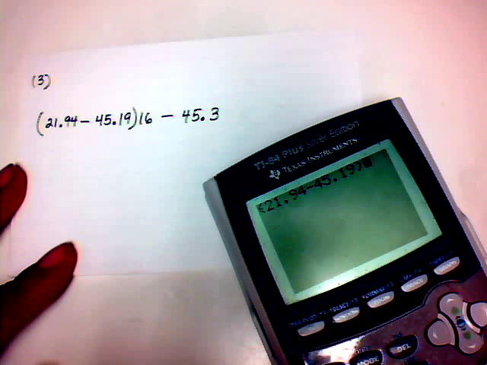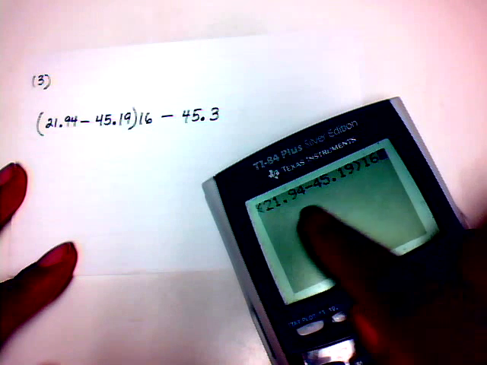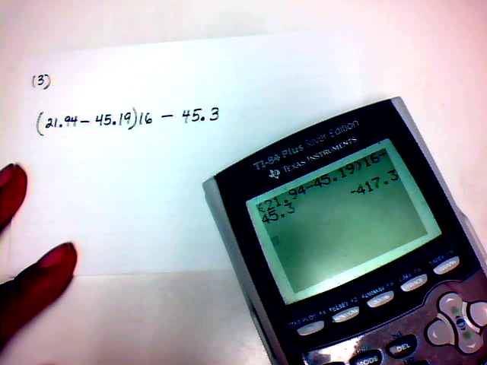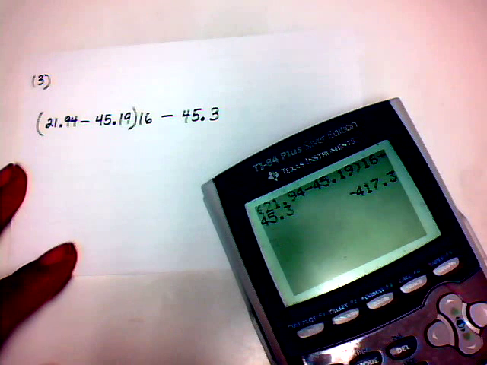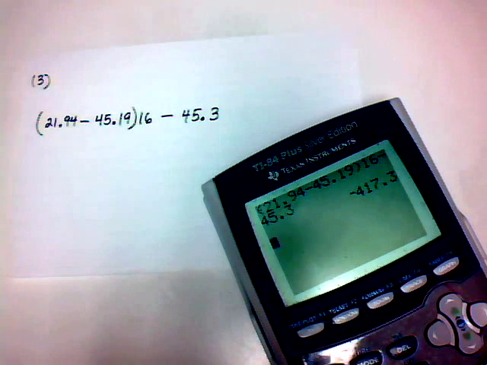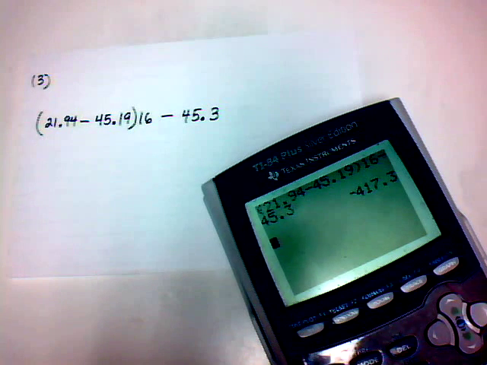And then after that, you can just type in the number 16, because the calculator will take this difference and multiply it by 16. Then type in minus 45.3 and hit enter. And you will get as your final answer negative 417.3. And it's okay to have negative signs in this particular problem.